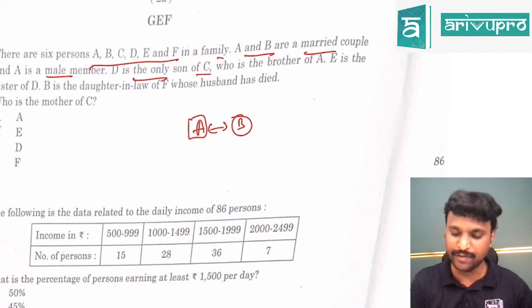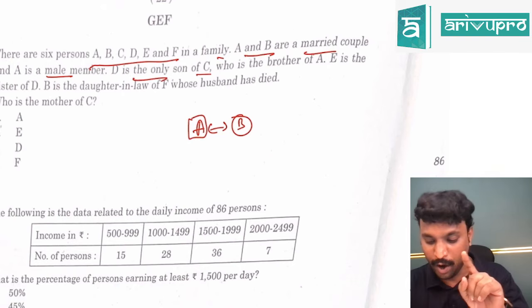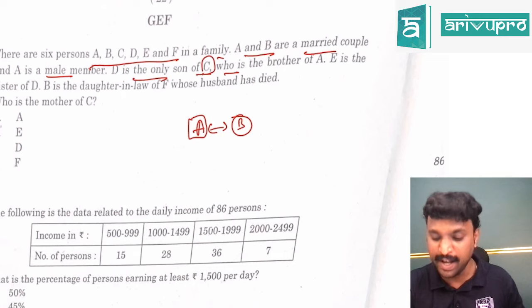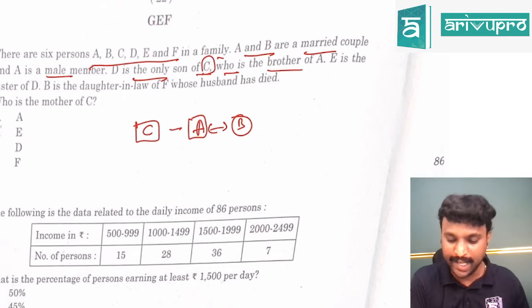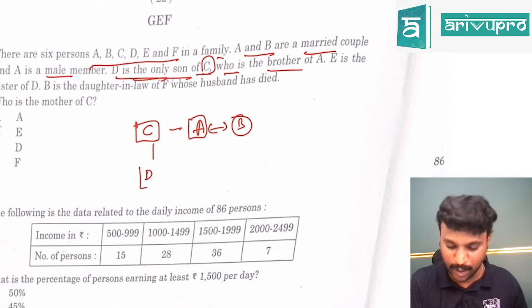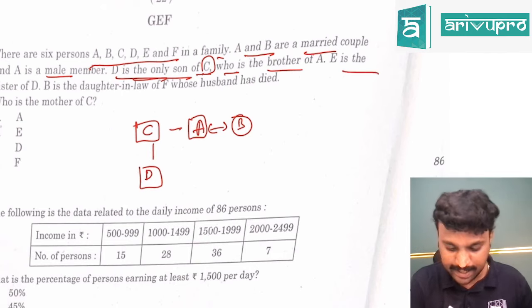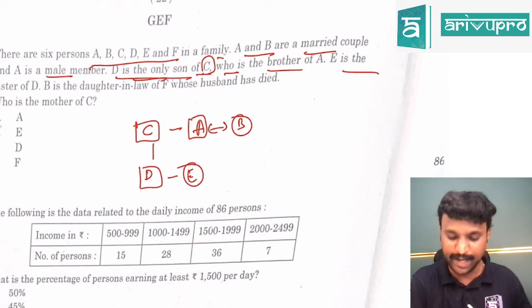D is the only son of C. Who refers to second person? Who is the second person here? C. Who is the brother of A? So C is brother of A. Now D is the only son of C. So D should be below C. And then E is the sister of D. So E is a sibling to D.